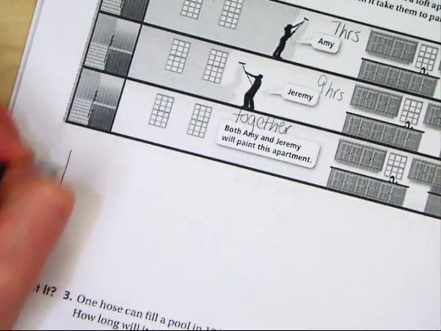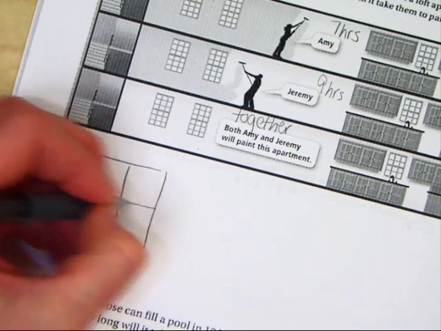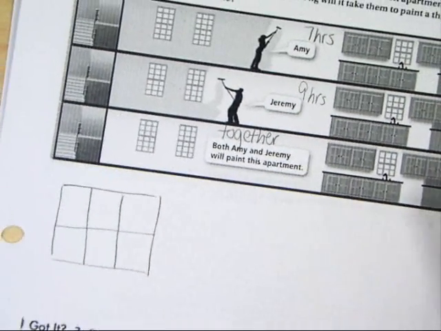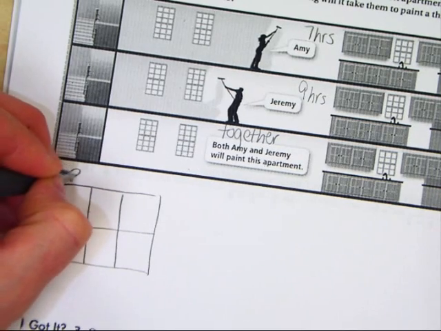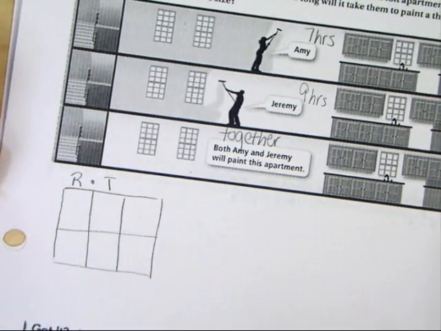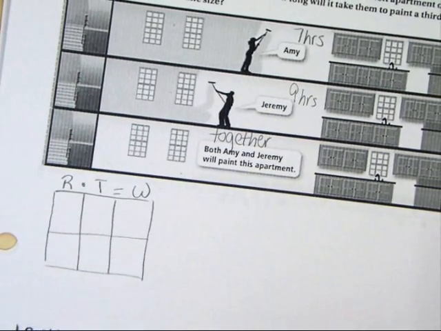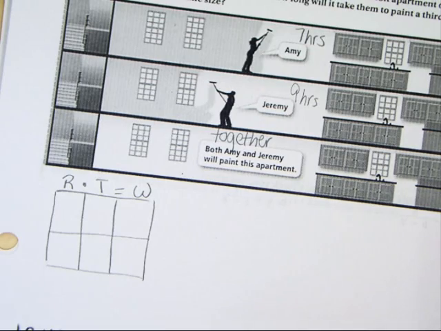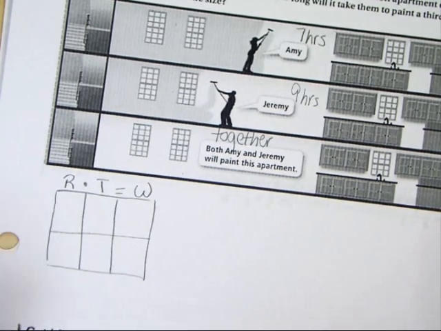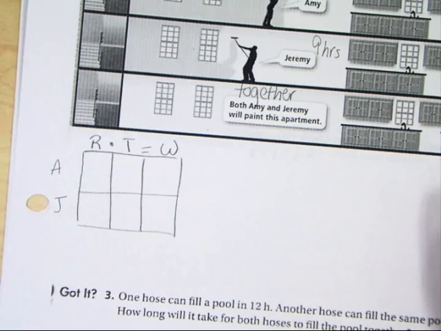I really like to make a chart. It helps me a lot. In fact, in Algebra 2, we're doing this right now. You should kind of understand that your rate times your time doesn't equal your distance. It could equal your work. Like how fast you do something times how long you take, it's going to equal the work that gets done. So we have Amy and we have Jeremy.